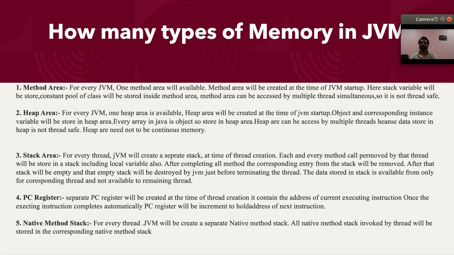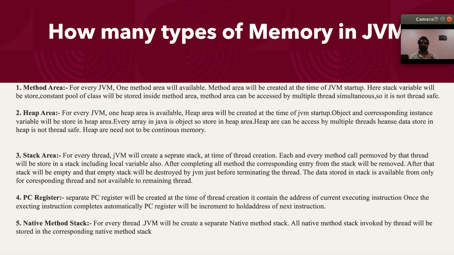Now let's discuss the PC register. The PC register is the fourth memory in the JVM. A separate PC register will be created for every thread. As the stack area is created by the JVM when the thread is created, in the same way a PC register will also be created by the JVM when a thread is created, right? What does it contain? Basically, it contains the address of the current executing instruction.